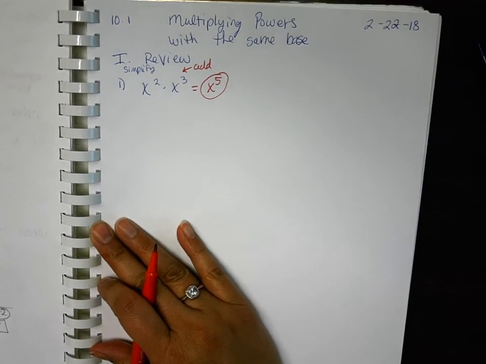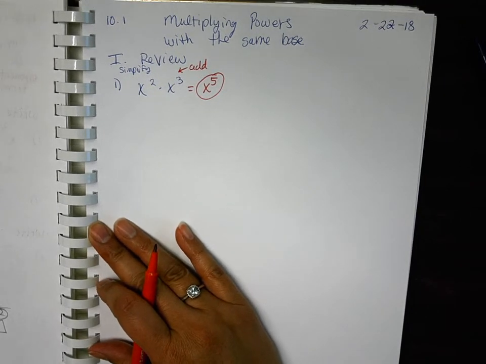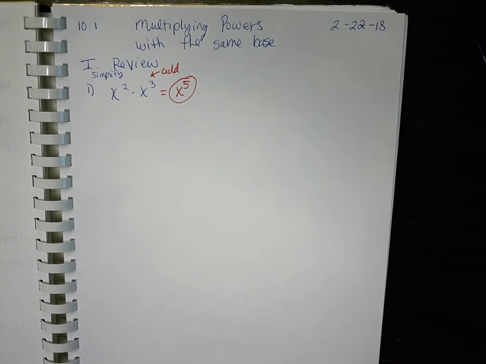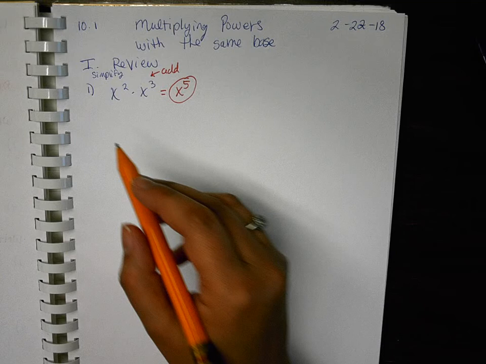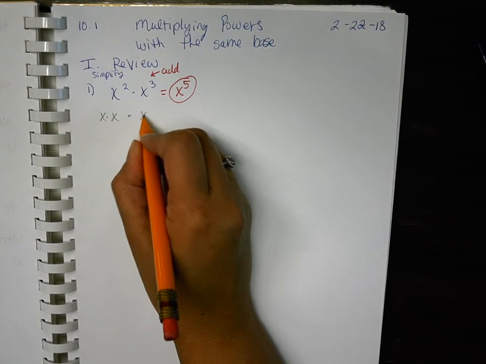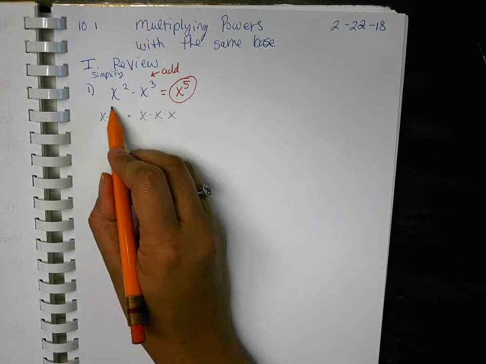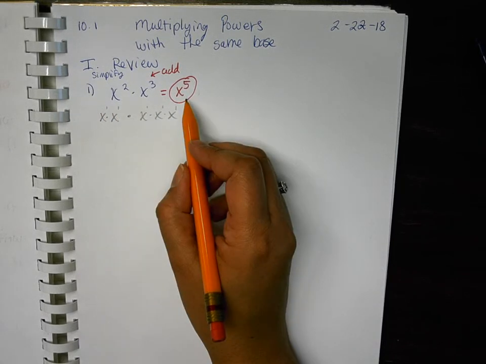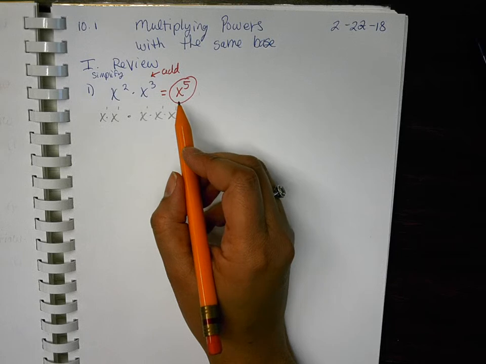Do you guys remember that? Yeah, I remember that. Why is that? Do you agree that x times x is x squared because there's two of them? Yes. Do you agree that x times x times x is x cubed because there's three of them? So if I had x times x for x squared, times x times x times x for the x cubed, how many x's do I have altogether? 5. So you add up the exponents. Is this clear? Yes.